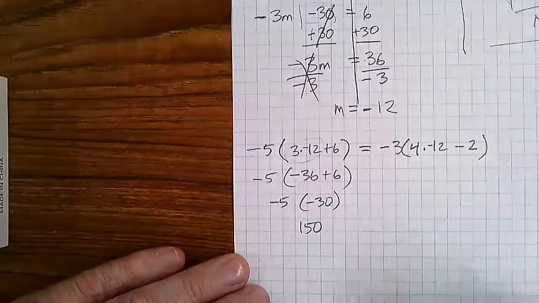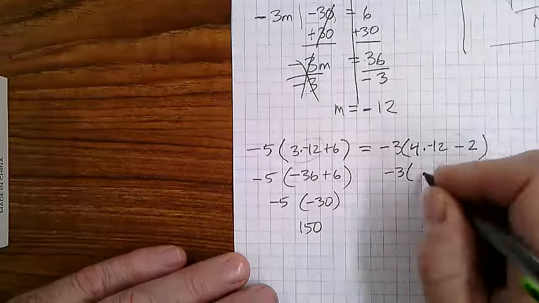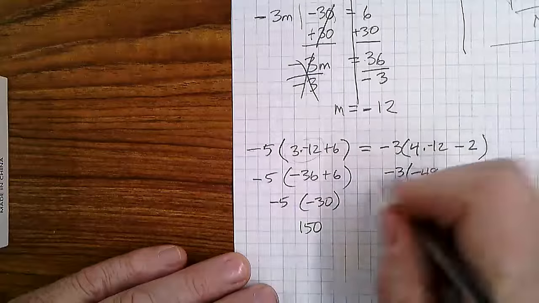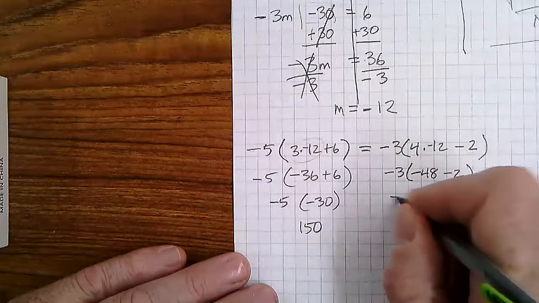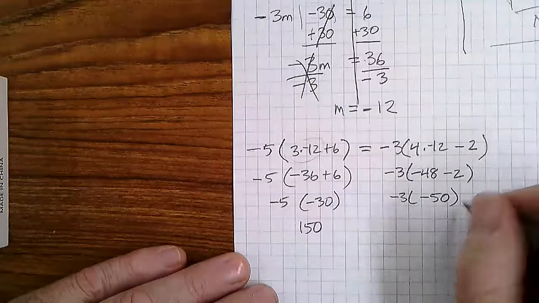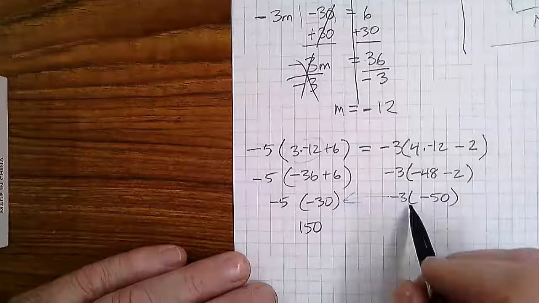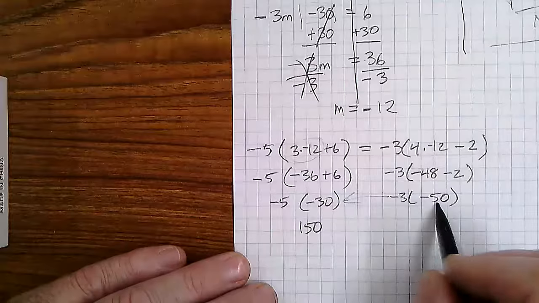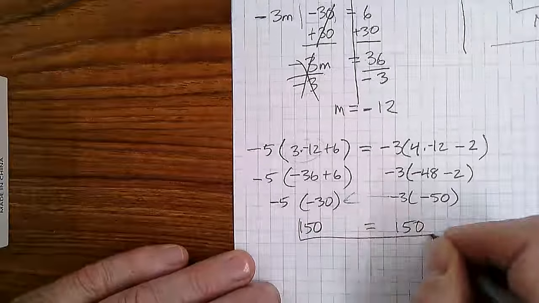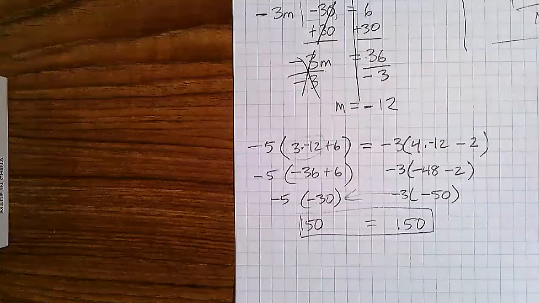The other side, let's leave this -3 out here and let's do this. 4 times -12 is -48, and then minus 2. So negative 48 minus 2 gives you negative 50. And it looks almost exactly like this. Different, but it looks close. So you got negative 3 times negative 50 gives you positive 150. So when you have that equality, that means your answer checks out and you got the right answer.